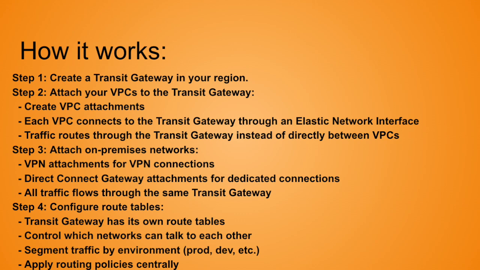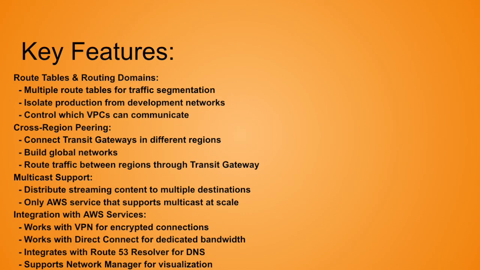Transit Gateway acts like a regional router. All the traffic between the attached networks goes through it, and you control the routes centrally. The key features include route tables and route domains, so multiple route tables for traffic segmentation. You can isolate production from development networks, and control which VPCs communicate.